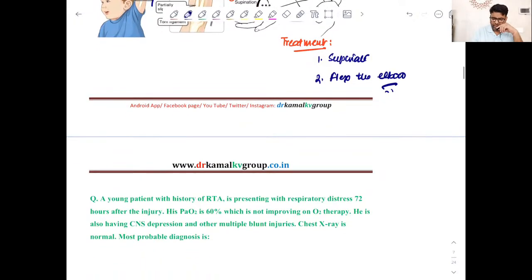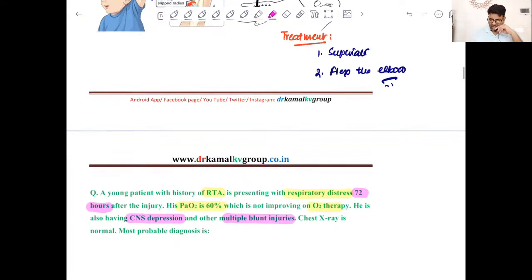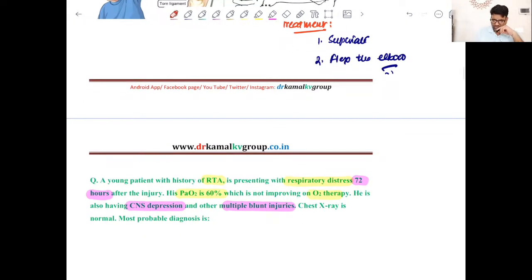Chalo, next question. A patient with a road traffic accident is having respiratory distress, and look at the time, 72 hours after the injury. PaO2 is low, which is not responding to oxygen therapy, and there are neurological symptoms as well, and he was having multiple injuries. Now what will be, yes, KK, absolutely right. So this is a classical case of fat embolism, right? Yes, Pragati, absolutely right, this is fat embolism.